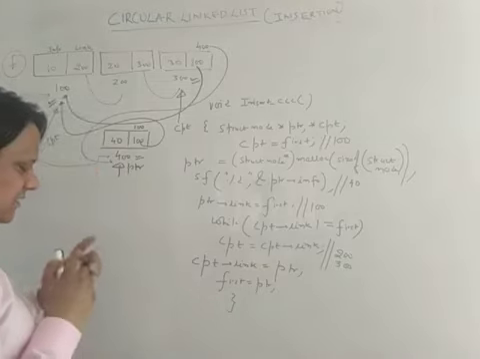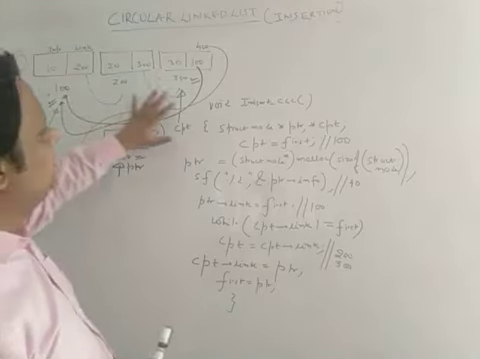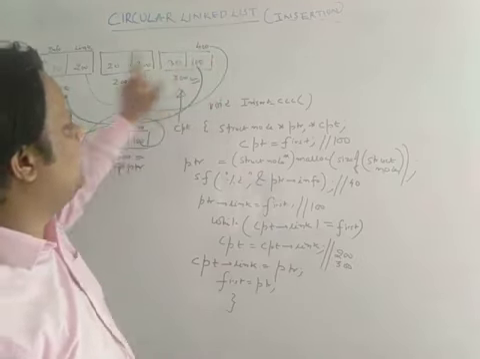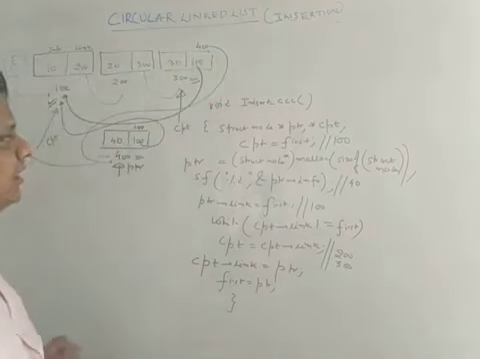So I'm again repeating. What is the main difference between circular and singly linked list? That in a circular linked list, the link part of the last node should contain the address of the first node. There is no null here, right?